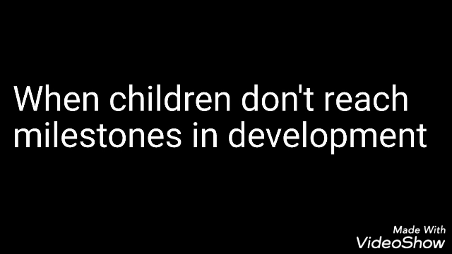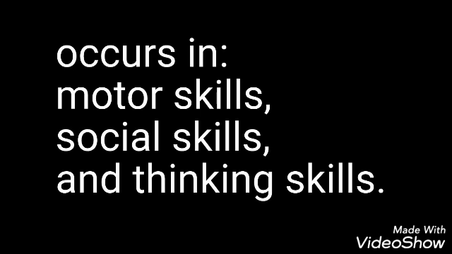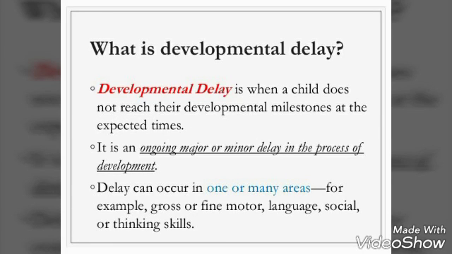The last category is developmental delay. Developmental delay is when your child does not reach their developmental milestones at the expected time. If the child is temporarily lagging behind, that is not called developmental delay. Delay can occur in one of many areas, for example, gross or fine motor skills, language skills, or thinking skills.